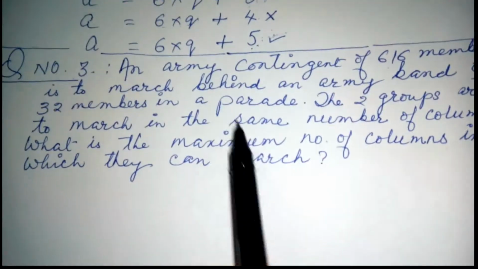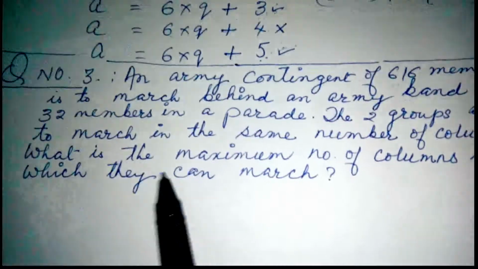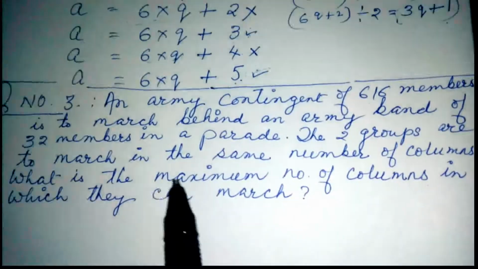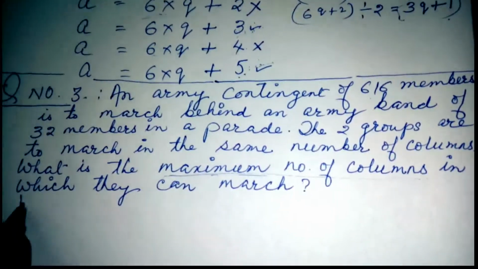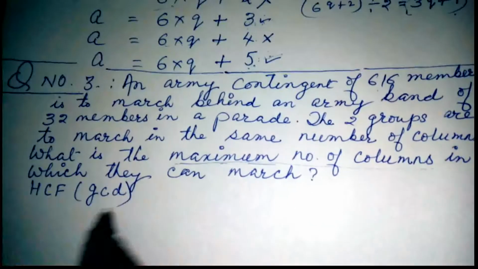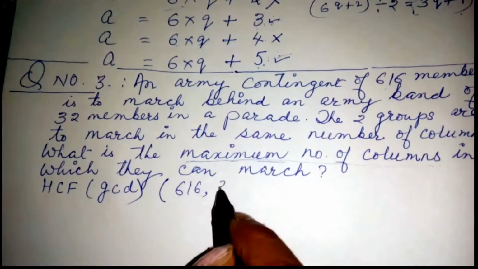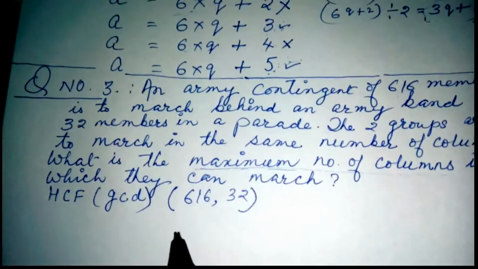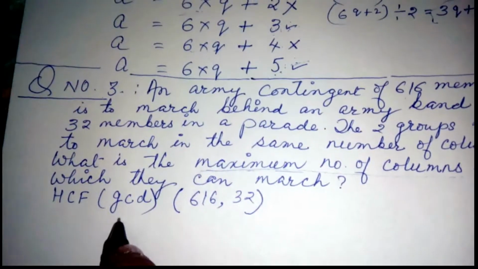This is an application problem of Euclid's division lemma. As it is written, what is the maximum number of columns? Maximum means we have to calculate the highest common factor, or GCD, greatest common divisor, of 616 and 32. That is how we will calculate it, by the factorization method, that means by applying Euclid's division lemma.